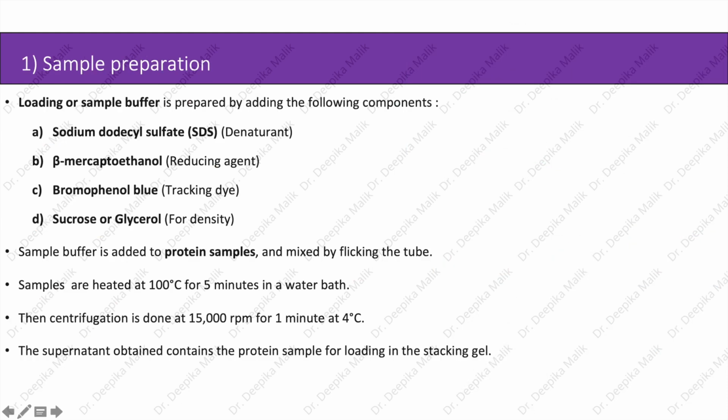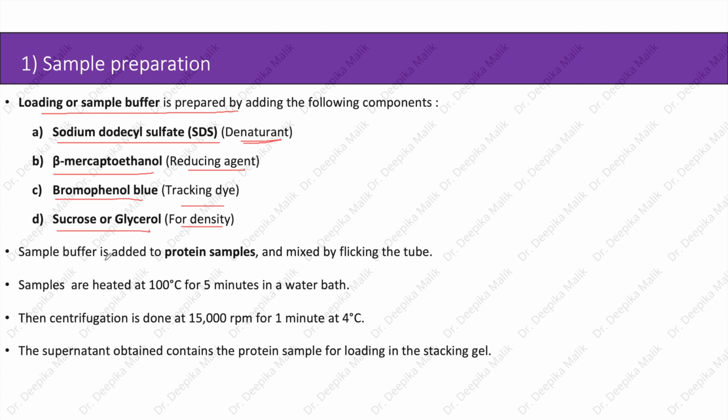First is the sample preparation. For this, loading or sample buffer is prepared by adding the following components, that includes sodium dodecyl sulfate, also known as SDS, which acts as a denaturant, beta-mercaptoethanol, which acts as a reducing agent, bromophenol blue, that acts as tracking dye, sucrose or glycerol for adding density.